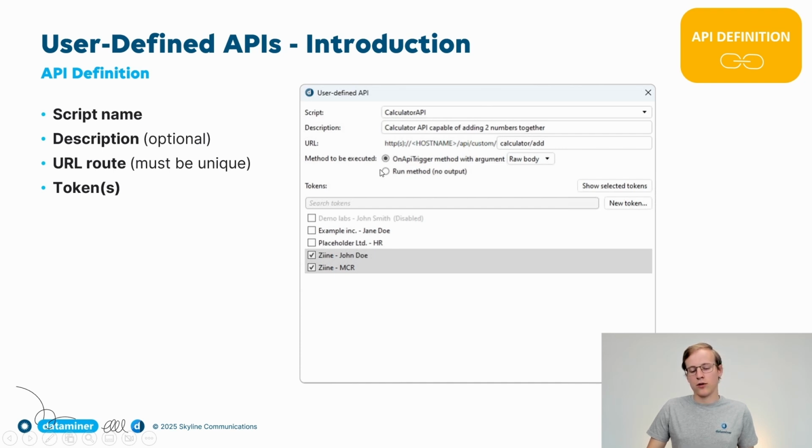This is a special configuration for certain scripts, maybe legacy scripts, but I would recommend to always keep it on this setting, which pretty much says you can do whatever you want. It's a completely new user-defined API script. And last but not least, you also have the token configuration.